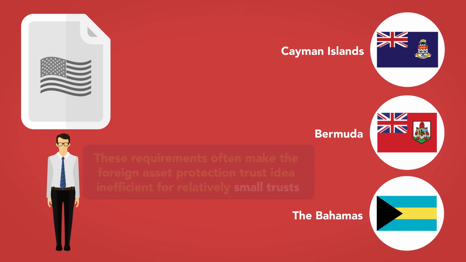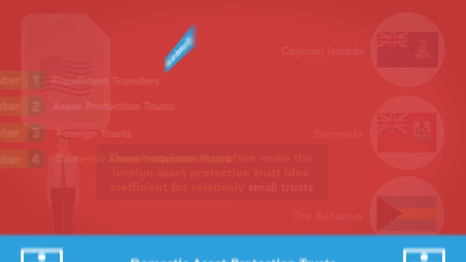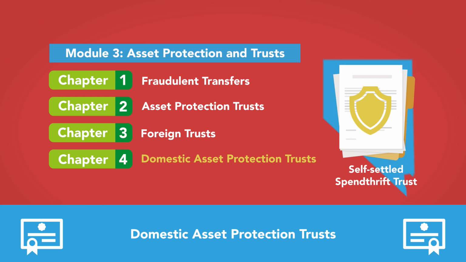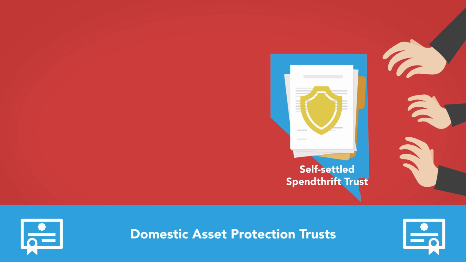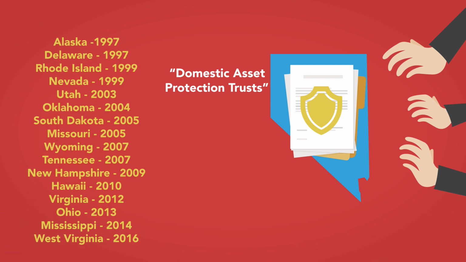As a practical matter, these requirements often make the foreign asset protection trust idea inefficient for relatively small trusts. The other possible solution is to establish a self-settled spendthrift trust in a state that protects these from the creditors of the grantor. To distinguish it from the foreign protection trust strategy we discussed above, these trusts are sometimes known as domestic asset protection trusts.